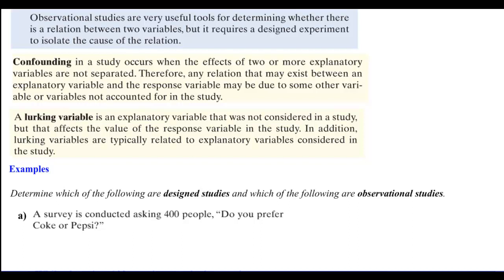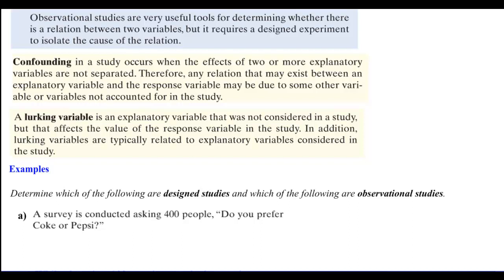So confounding in a study occurs when the effects of two or more explanatory variables are not separated. Therefore, any relation that may exist between an explanatory variable and a response variable may be due to some other variable or variables not accounted for in the study. And so if you have an explanatory variable that was not considered in the study, but it affects the value of the response variable in the study, then that's going to be a lurking variable. So also, lurking variables are typically related to explanatory variables considered in the study.